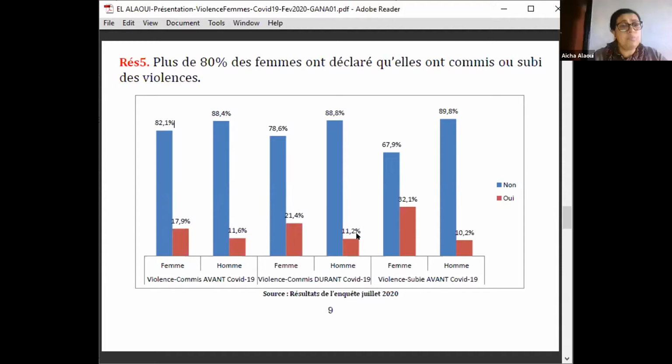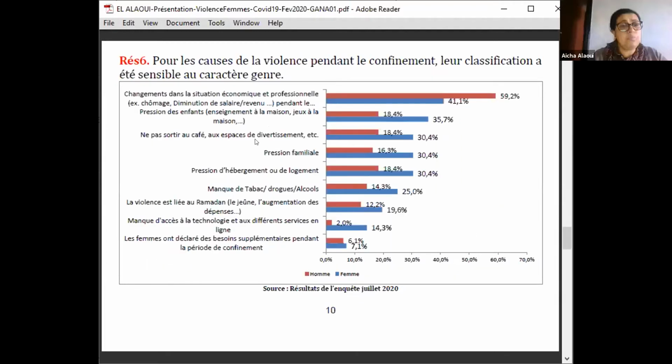Donc, pour les causes de violence, on a cité un ensemble de causes qui peuvent pousser à la violence. Pourquoi la violence a été augmentée d'après la population étudiée. Vous voyez, première chose, c'est que la classification de ces causes est très sensible au caractère genre. Si j'étudie les causes, soit les femmes ou les hommes ont déclaré que le changement de la situation économique et professionnelle a augmenté la violence. Ça veut dire le chômage, la diminution du salaire, etc. Même la pression des enfants, parce que l'existence des enfants au sein du foyer a augmenté les tensions, les nerfs.